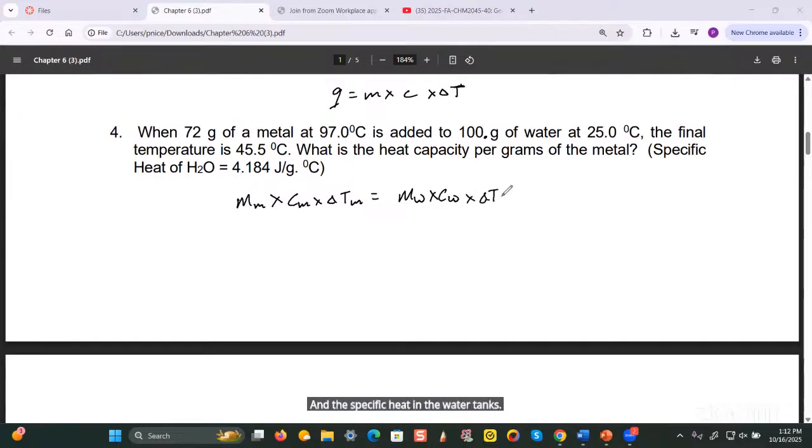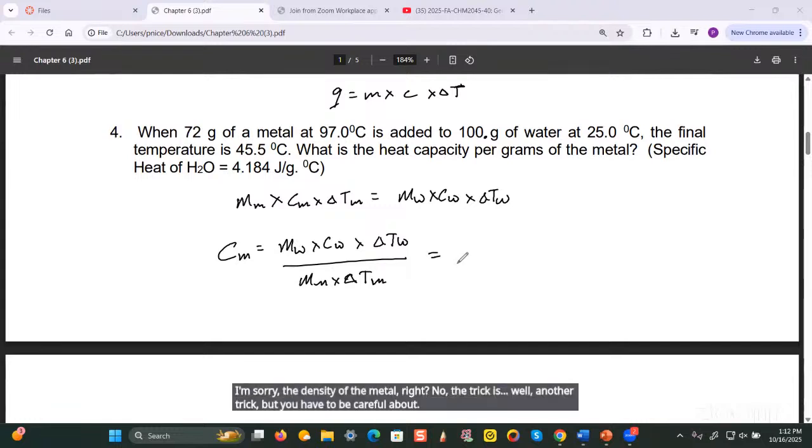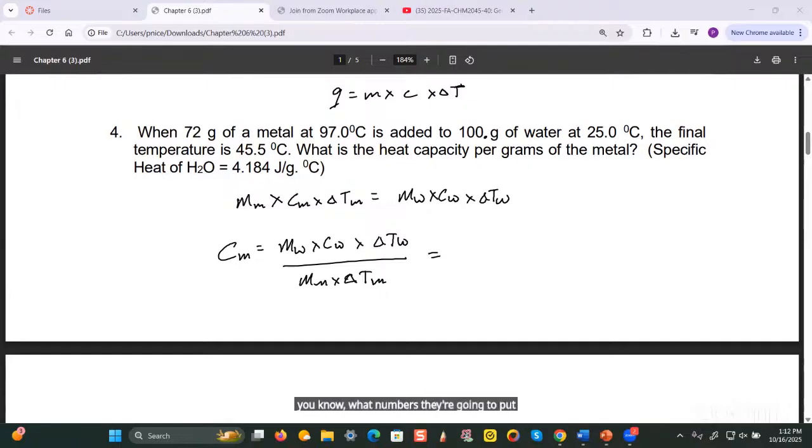of the water. So if you remember, after dividing both sides by the mass of the metal and delta T of the metal, we end up with C of the metal is equal to the mass of the water times the specific heat of the water times the change in temperature of the water, all divided by the mass of the metal times delta T of the metal, right? Now the trick is, well, not the trick, but you have to be careful about what numbers you're going to put for each of these terms, right?